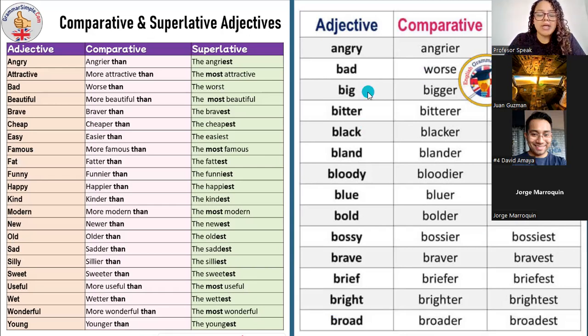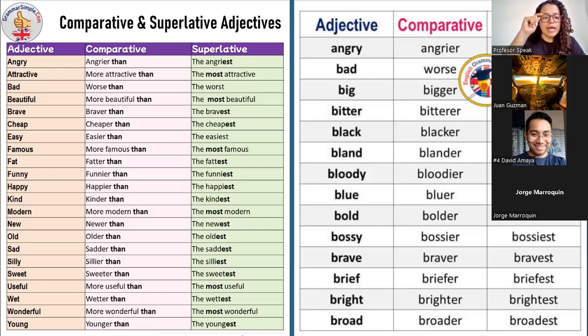All right, bigger. Bitter. Okay. Blacker. As you see, this one is a color. Colors are also adjectives. If I say a gray cup, I am also giving a description. So colors are also adjectives. Okay, guys?